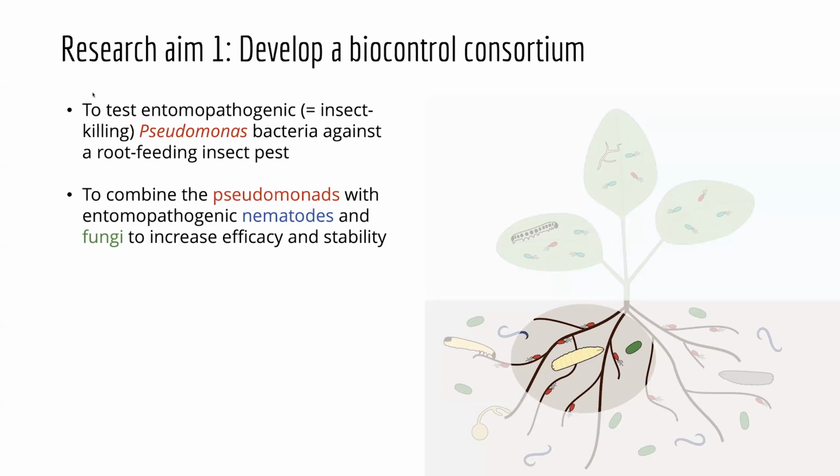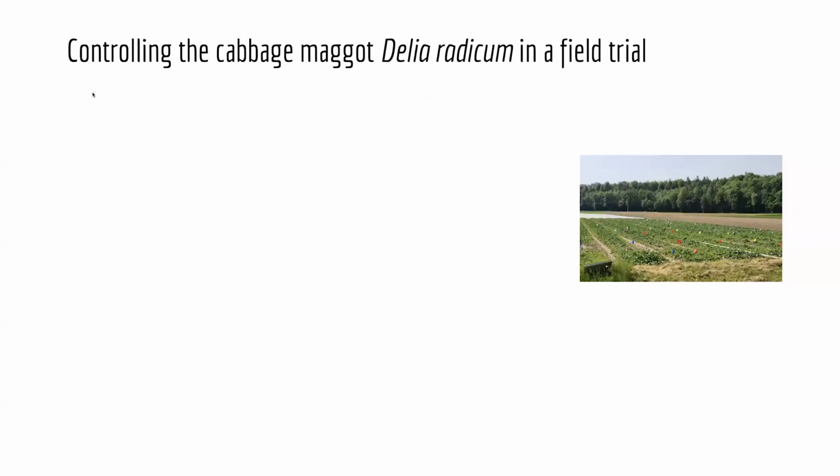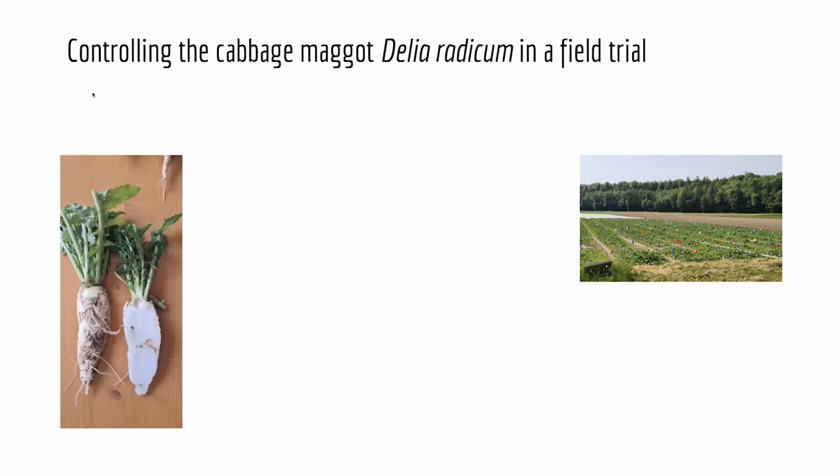And I will now present you the results of the field trial that I did with the cabbage maggot Delia radicum. It's a very important pest in brassicaceous crops, for example, cauliflower or rapeseed, but also radish. You can see here the damage that this insect produces. There is this very specific mining that it leaves. We had this field where we sprayed our biocontrol agents, and we of course also had a control without application. And we then rated the damage.